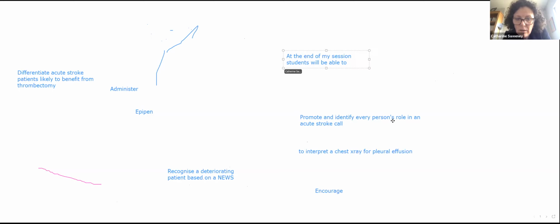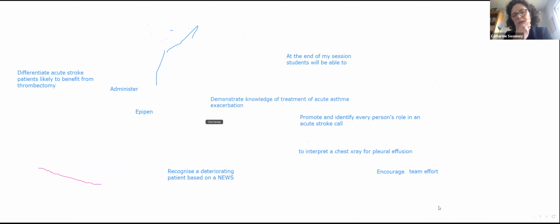Okay, so encourage. I'm not sure where that's going to go. Encourage team effort. Okay, you want a student to be able to encourage team effort. Is that what you're saying there? Okay, so the student will be able to encourage team effort. I find encourage a little bit vague. I suppose it is accessible. It's not so much an action verb as some of the others, things like differentiate. The more active your verb is, the easier it's going to be to assess it.